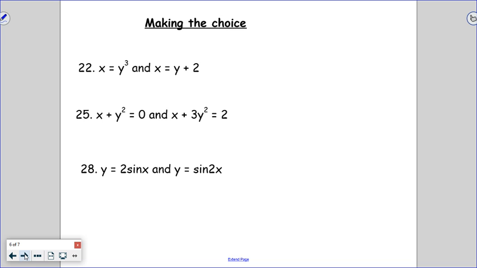So I want to kind of talk about this. This is actually the first 3 problems on your assignment. Okay? So I'm going to help you think through what we would integrate with respect to. On problem number 22, the 2 functions they hand you to find the area between are x equals y cubed and x equals y plus 2. If they hand you the functions like that, it's going to be easiest to integrate with respect to what?